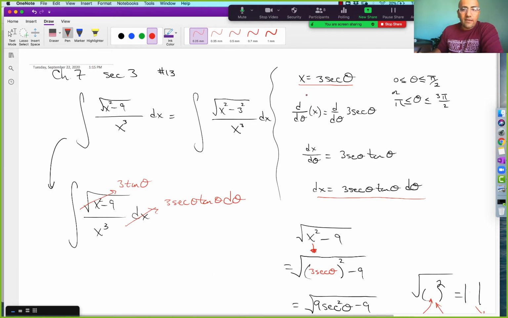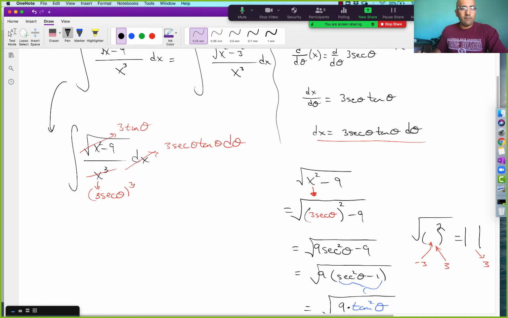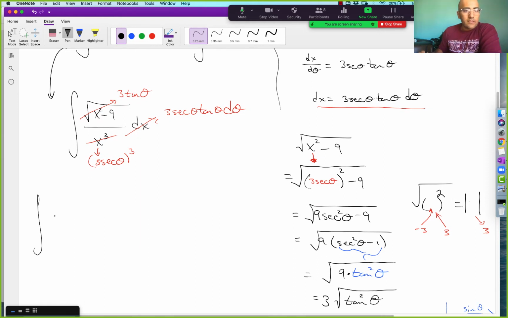Good. That's just the dx. And we know the value of x. X is 3 secant theta. So we're going to replace this with 3 secant theta cubed. Good. So I'm going to make all those replacements and find a new integral that is going to be equal to 3 tangent of theta all over 27 secant cubed theta times another 3 secant theta tangent of theta d theta.